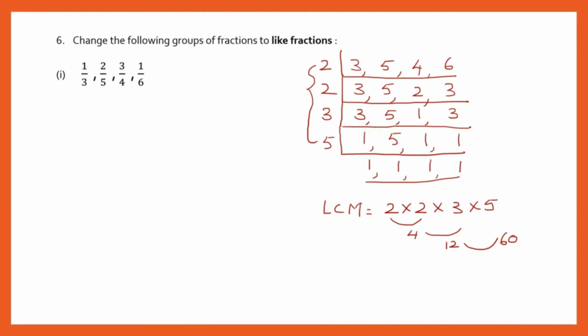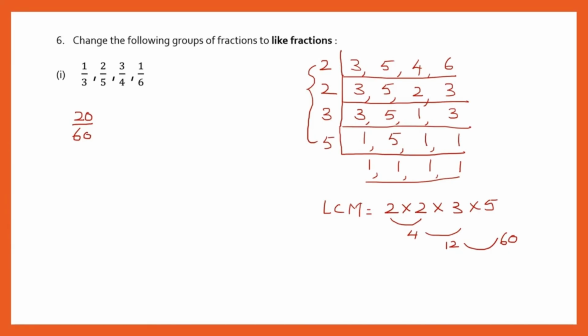So the first fraction, 1 by 3, my denominator now is 60. So 3 into what will give me 60? 3 twos are 6, isn't it? So 3 into 20 is 60. I have multiplied 3 by 20. That means I need to multiply the numerator also by 20. 1 20s are 20. So I've got my first fraction, 20 by 60.